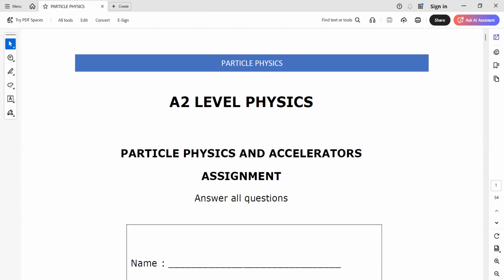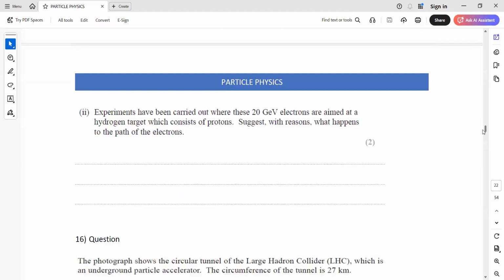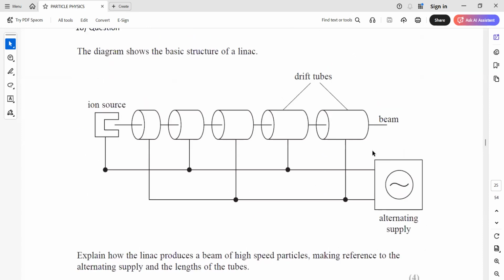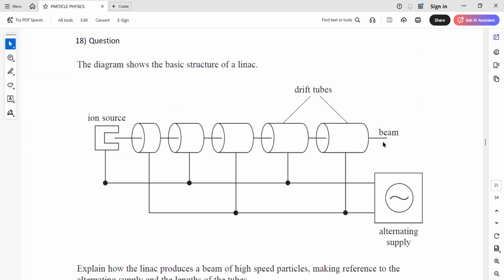Particle physics and accelerators. Till question 17 I have discussed, so we will begin with 18. Question 18 is related to a linear particle accelerator, or a LINAC.